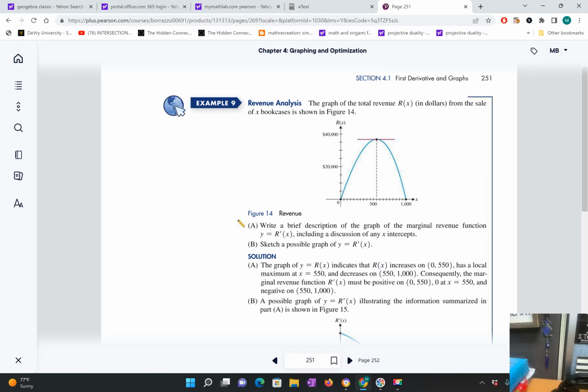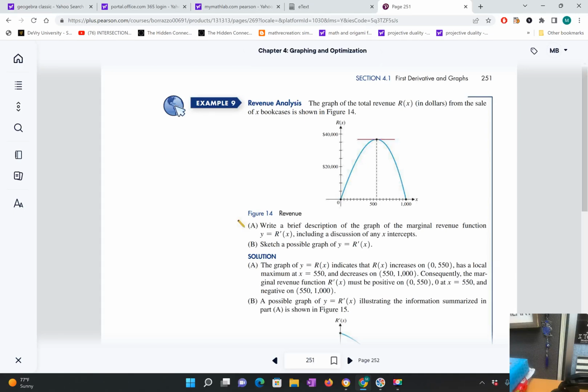Consequently, the marginal revenue, which is the first derivative of revenue, must be positive somewhere on 0 to 550, as it's going up left to right. At X is 550 it is zero, and it is negative on 550 to 1000 as it's decreasing. That's a very simple explanation. The main gist here is that you get a grasp of the connection between the function and the first derivative, which is the marginal revenue function in this example.